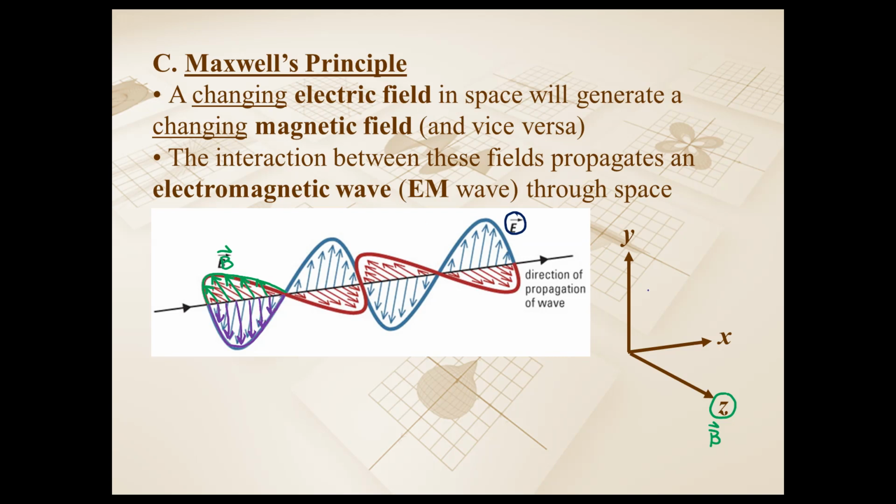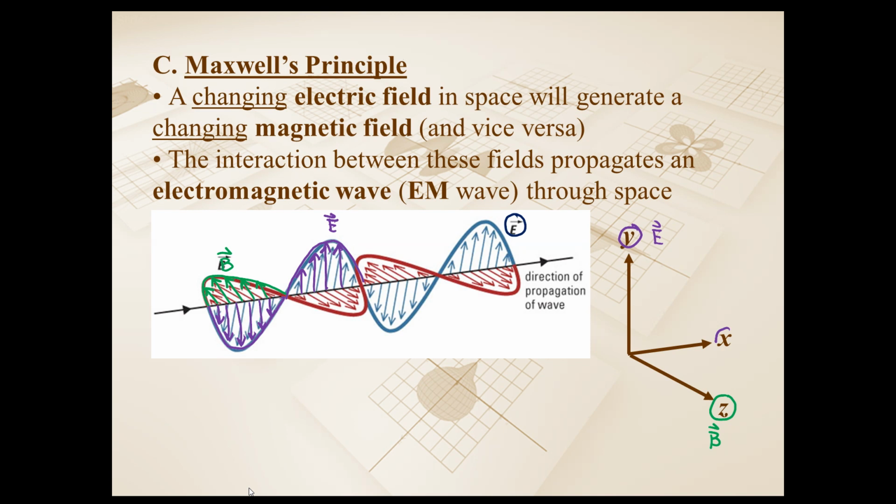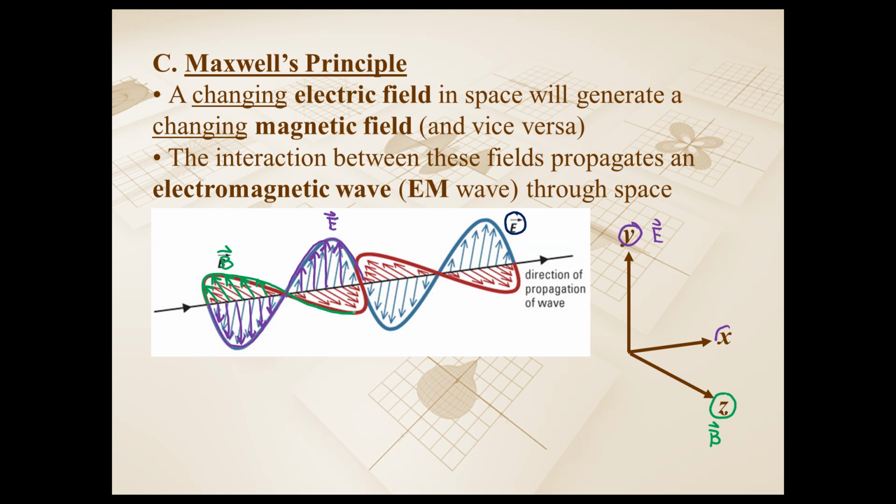This changing electric field is in a different plane of motion. This one would be in the y direction. So this is where E would be. So your changing magnetic field, the green, produces a changing electric field. So that's E. Then what does a changing electric field do? Well, a changing electric field would produce a changing magnetic field.